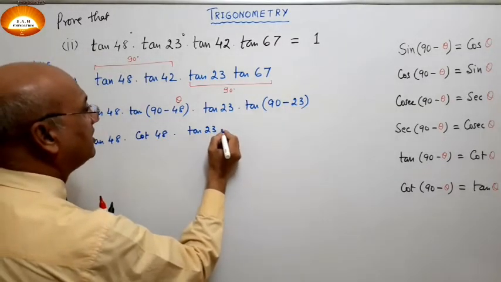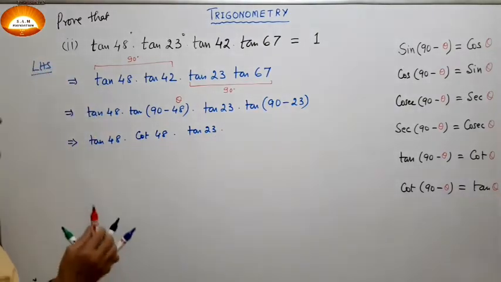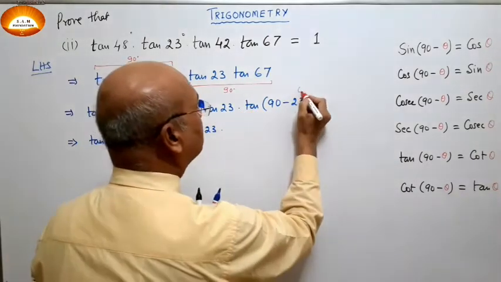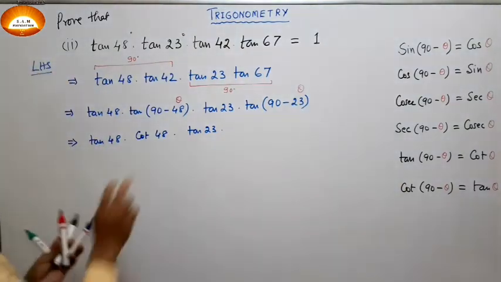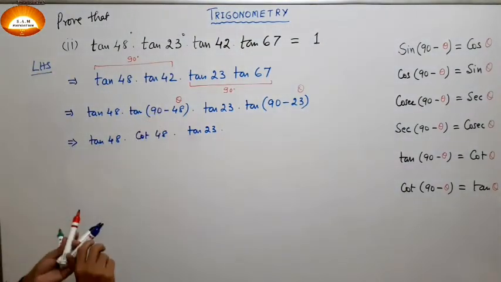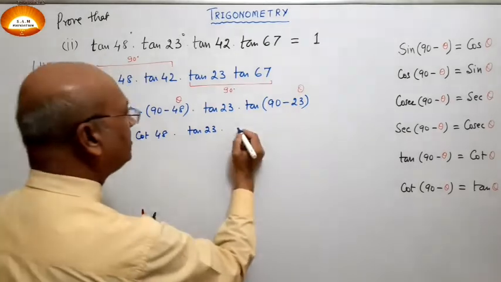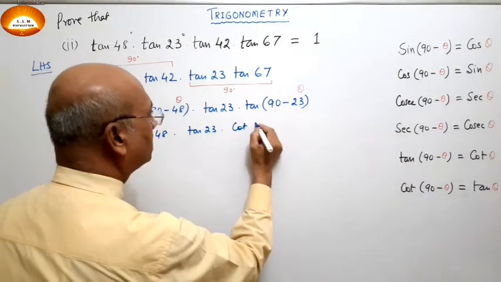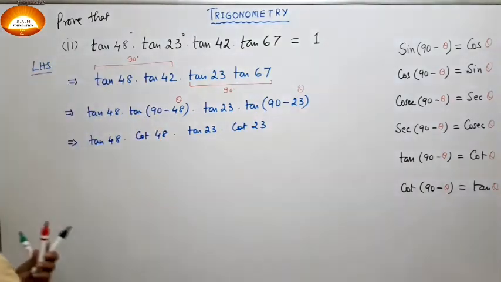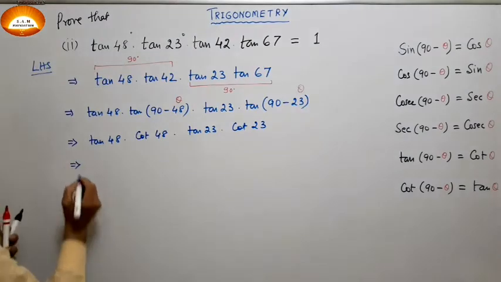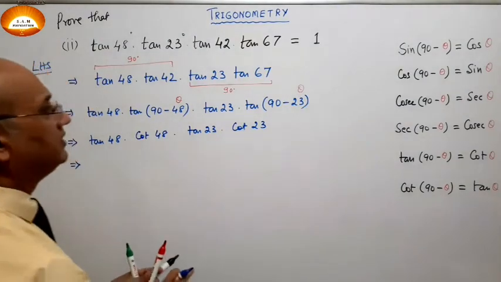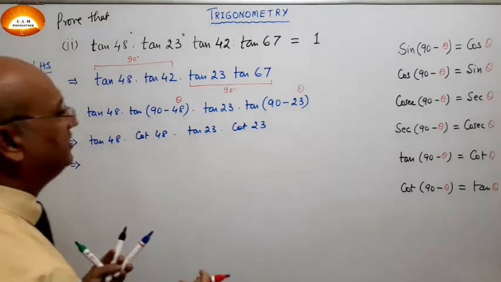Tan 23. And here see, tan 90 minus theta. Here theta is 23. So the same formula, tan 90 minus theta will be cot theta. So here it will be cot 23. Okay. Now third, see, one formula we have already studied.